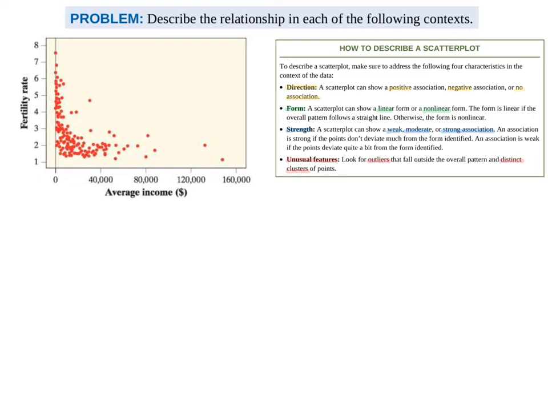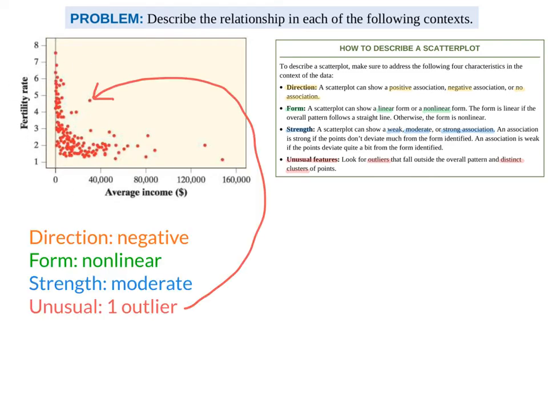Now let's do the same thing, but with the relationship between average income and fertility rate. So here's what I would say. The direction here, that's definitely not positive. And it's not no association, so that's going to be a negative association. It's not linear. It's really curved. You can't draw a straight line through that and hit most of the points. The strength, I would say, is moderate.